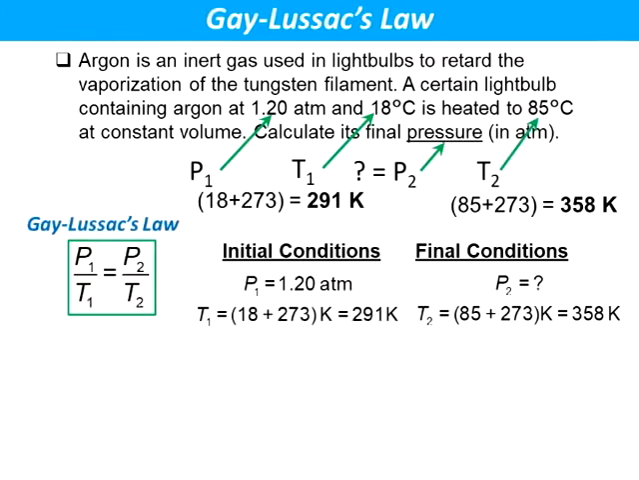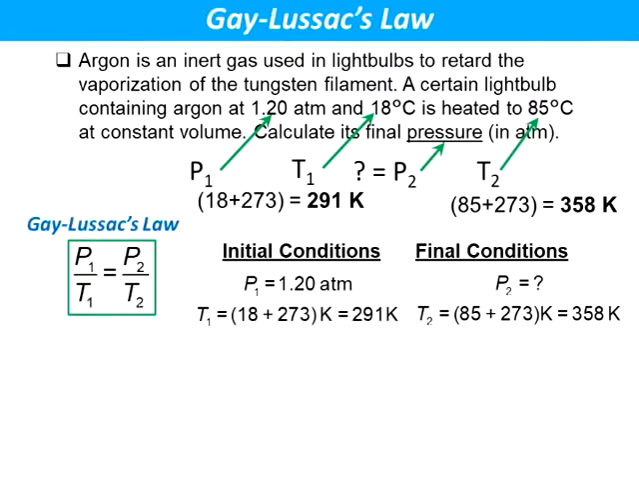Again, I mark up my problem with all the variables. I see that I have pressure and temperature involved here. As soon as I see it's pressure and temperature, I know this is Gay-Lussac's law, so I set up my relationship of P1 over T1 equals P2 over T2 for Gay-Lussac's law. I also automatically convert my temperatures to Kelvin so that I don't make that mistake.